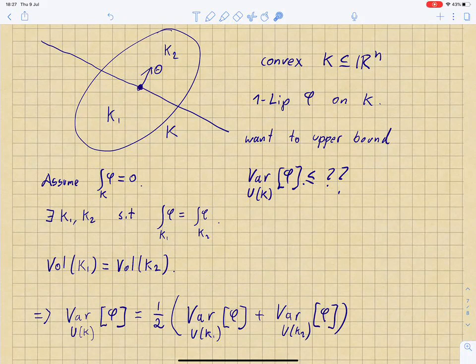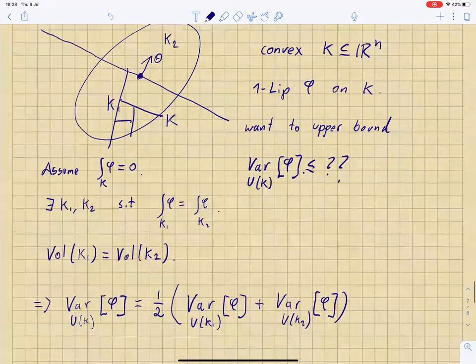But the point is now that we can keep cutting again and again. We can do this procedure again and again, and it's not very hard to see that we can still do this procedure. If we just cut this thing again and again, here and then here and then here, we're never going to end up with a single point, because of this condition that the integral of phi has to remain invariant. But we're always going to end up with something which approaches a one-dimensional thing.